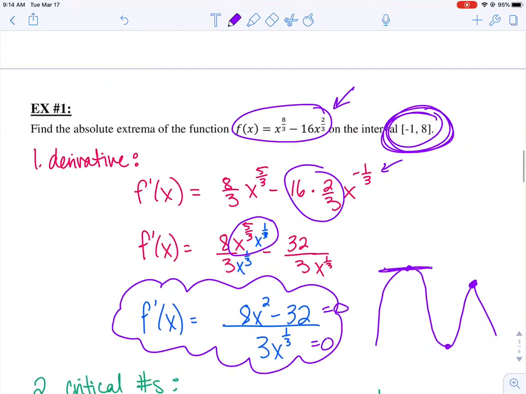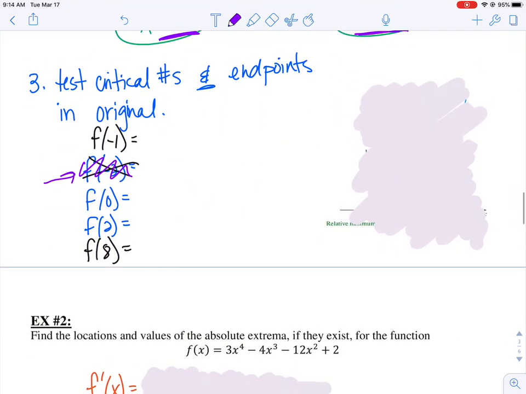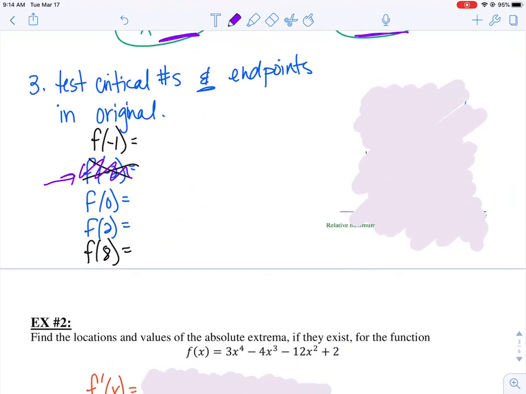So now I need you to take -1, plug it back into the original problem and evaluate where we're at. I need you to do that for 0, 2, and 8. Pause the video, plug it into your calculators, and make sure you get the same numbers I do. Okay, make sure your numbers match mine. When I plugged in -1, I got -15. When I plugged in 0, I got 0. When I plugged in 2, I got -19.05. And when I plugged in 8, I got 192.